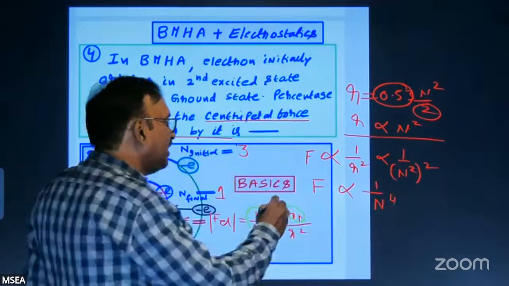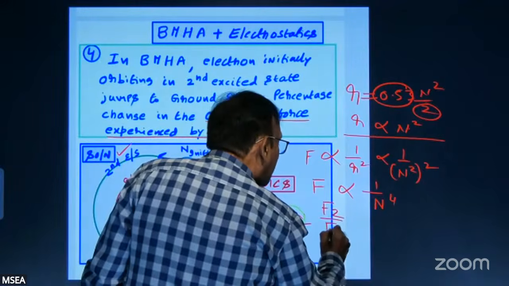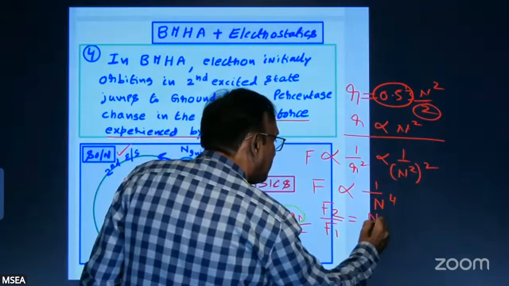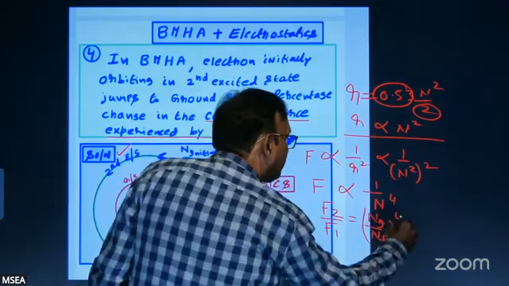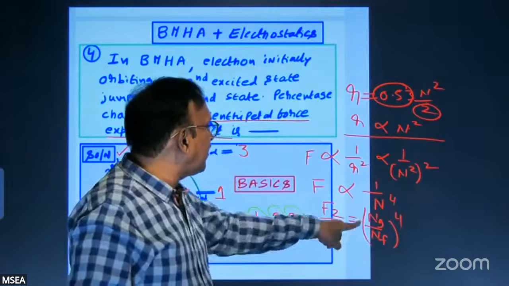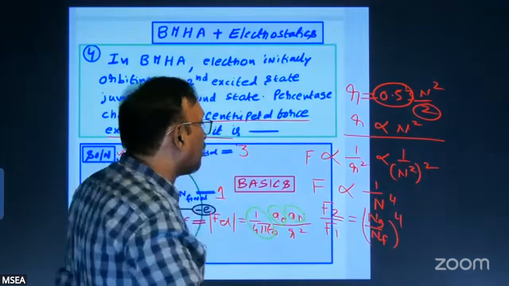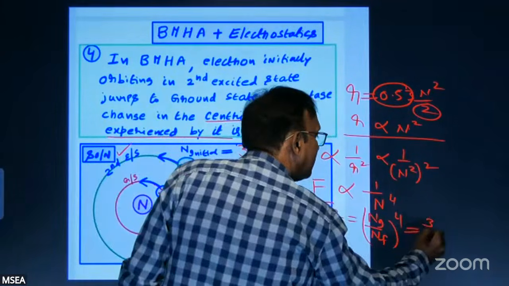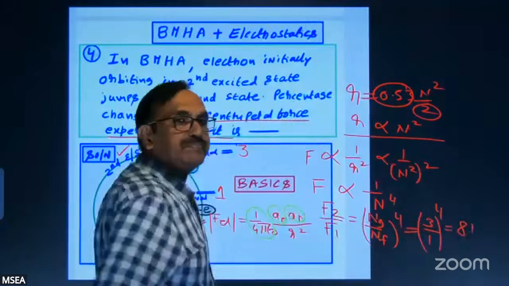The rest of the things are routine. F is proportional to 1 by n to the power of 4. Then F2 by F1, final force by initial force, is the initial principal quantum number divided by the final principal quantum number, whole to the power of 4. What is the initial quantum number? It is the third orbit, so 3 by 1 whole to the power of 4. This comes out to be 81.